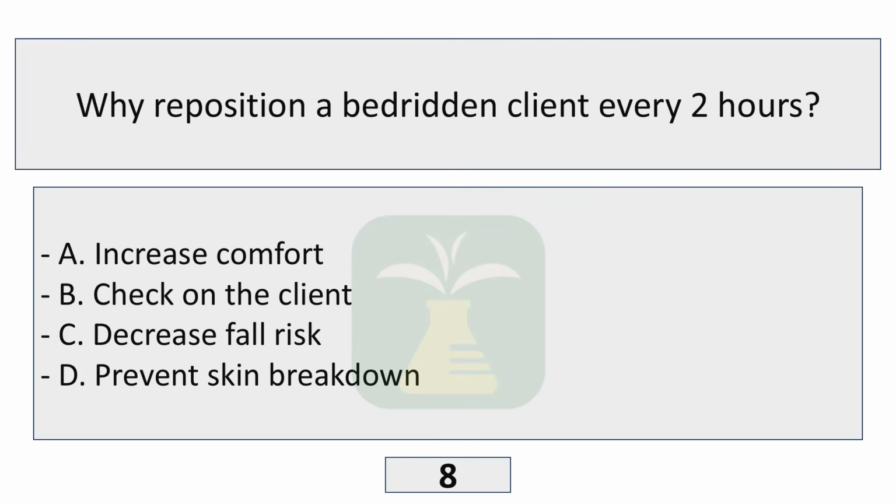Why reposition a bedridden client every 2 hours? A. Increase comfort. B. Check on the client. C. Decrease fall risk. D. Prevent skin breakdown. Correct answer. D. Prevent skin breakdown. Repositioning reduces pressure ulcer risk.